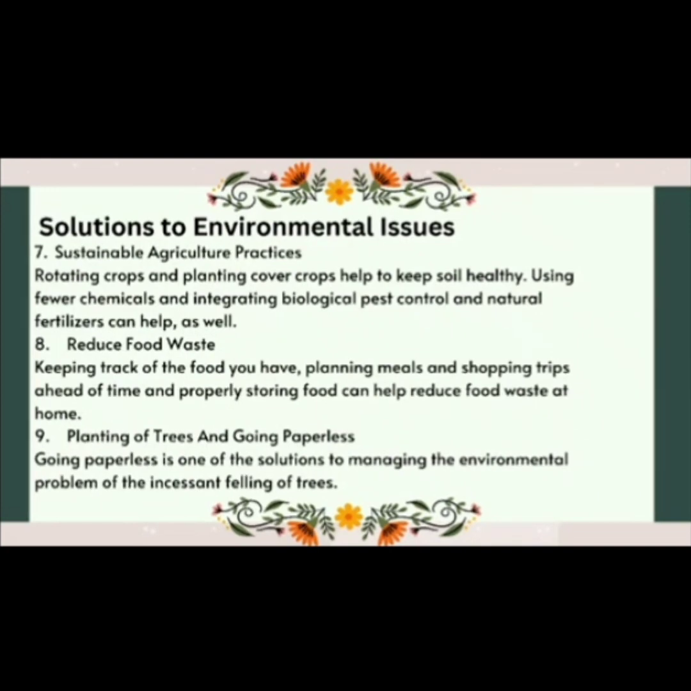Seventh is sustainable agriculture practice. Rotating crops and planting cover crops help to keep soil healthy. Using fewer chemicals and integrating biological pest control and natural fertilizer can help as well. Sustainable agriculture practices are intended to protect the environment, expand the earth's natural resources base, and maintain and improve soil fertility.